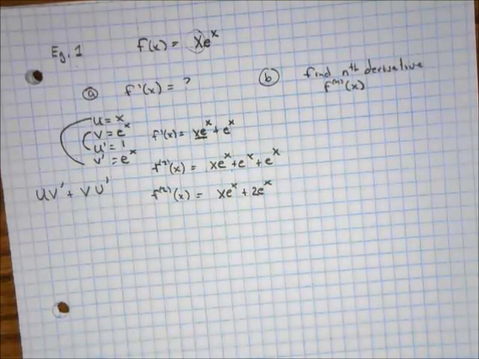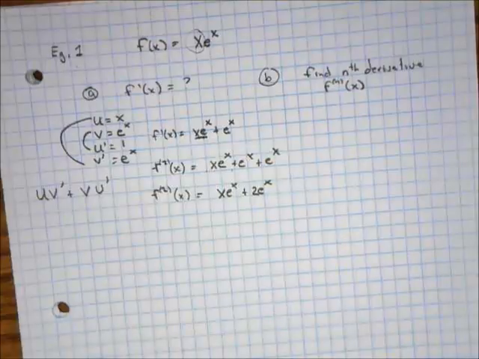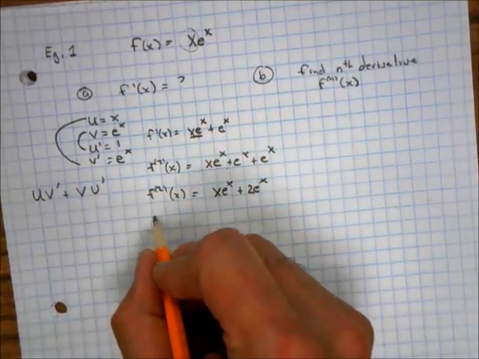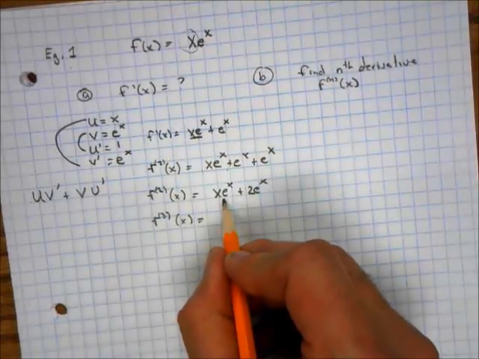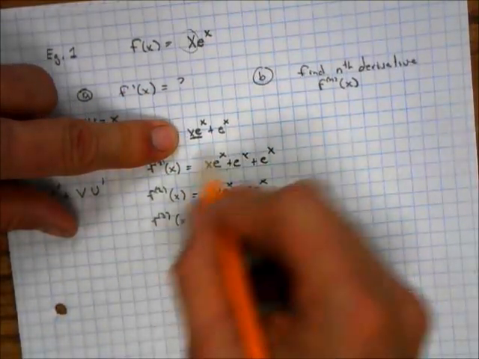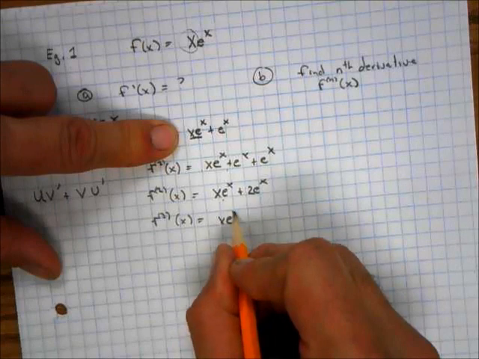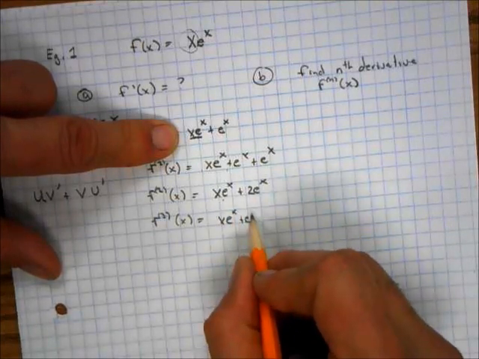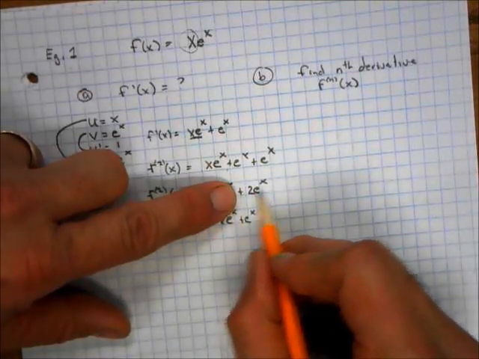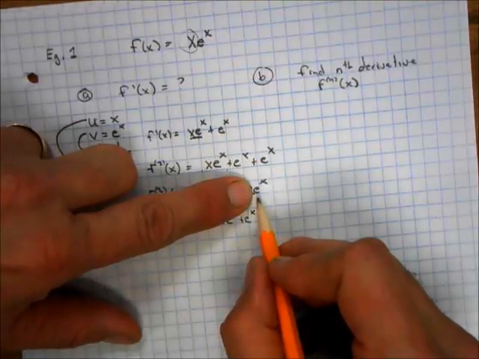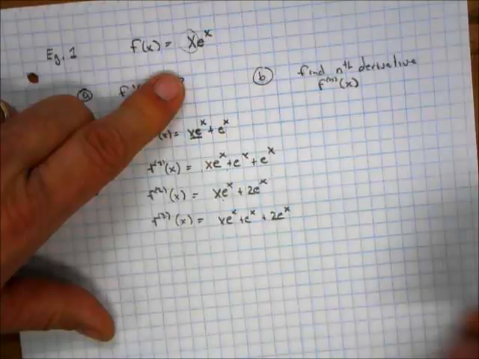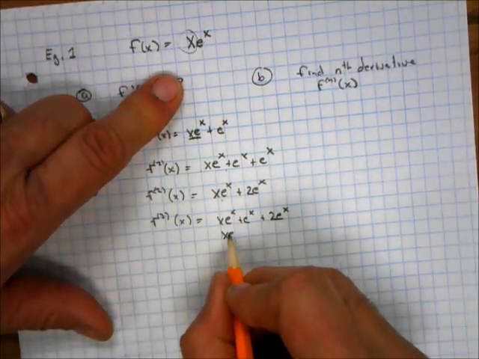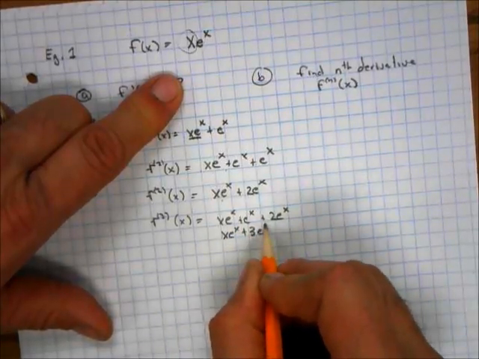Okay? Let's take the third derivative and see if we can find a pattern. The third derivative, the derivative of this, we already did originally. x e to the x plus e to the x. The derivative of this is e to the x times 2, 2 e to the x. And if I simplify that, it's x e to the x plus 3 e to the x.